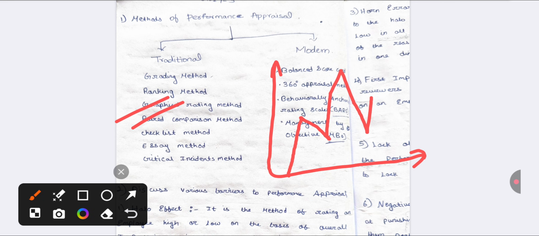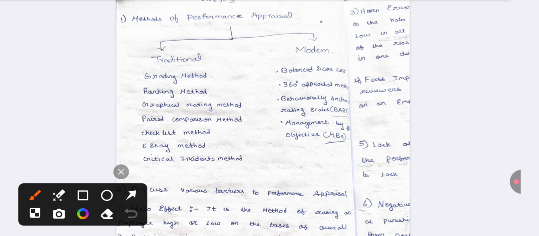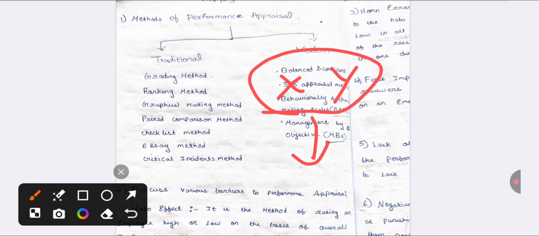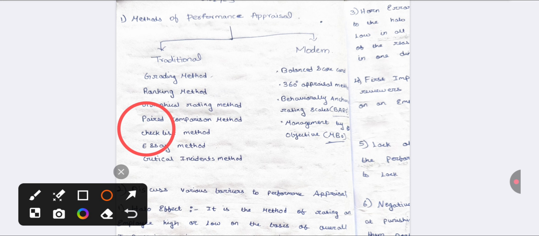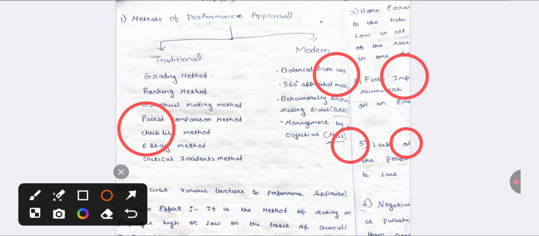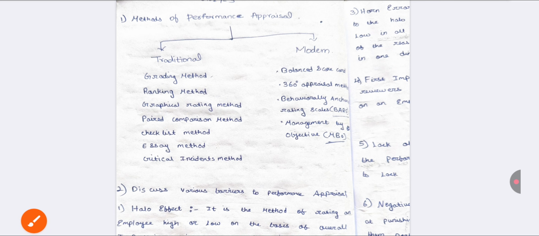Okay, next, paired comparison. For example, X and Y are there. Comparatively, X is better in this, Y is better in this, like you are comparing them. So on X and Y you are comparing and measuring the performance. Next one, checklist. What is meant by checklist? Every day they will give some checks, whether they have finished that work or not. Finished, like that. So they are measuring like that.